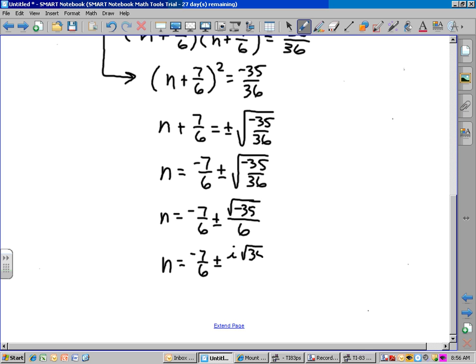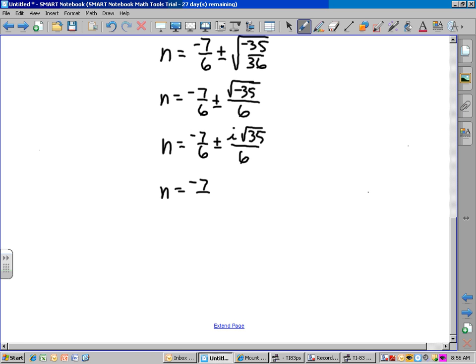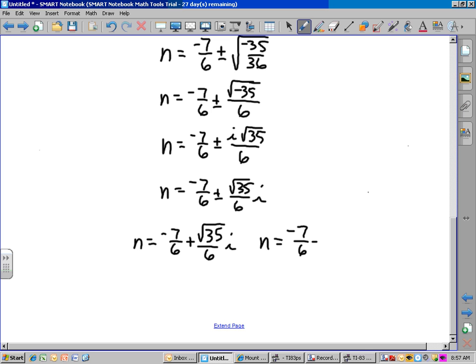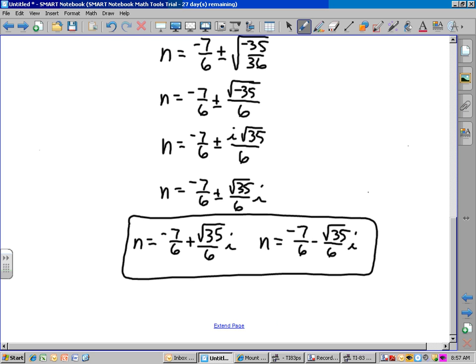That does not reduce. Okay, and to put it in proper form, since it is a complex number, and we talked about this before, it should be in the a plus bi form. We have two solutions here. n equals negative 7/6 plus the square root of 35 over 6i, and n equals negative 7/6 minus the square root of 35 over 6i. We have two imaginary roots.